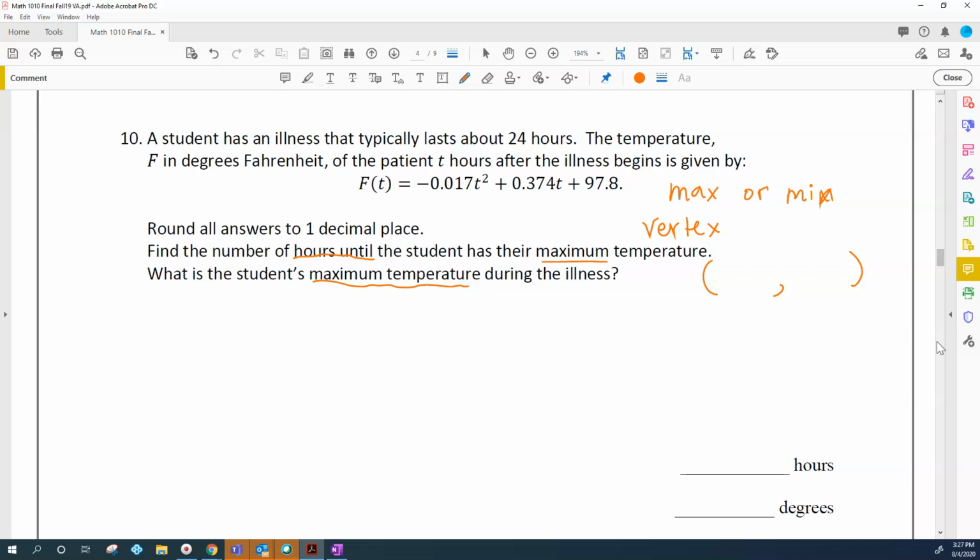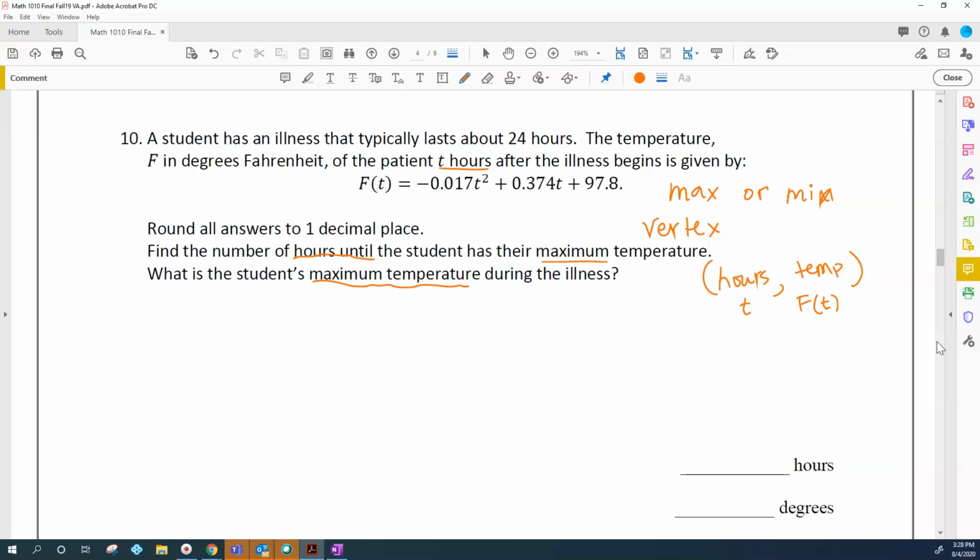And it tells you in here what T stands for. So T is the hours, and then F of T is the temperature in Fahrenheit. So this is the temperature in degrees Fahrenheit. Just making sure you know which one's which, so that when it asks you to put your answers, because it's going to give you little blanks, just like you've had on your quizzes and your tests. So what's their maximum temperature?